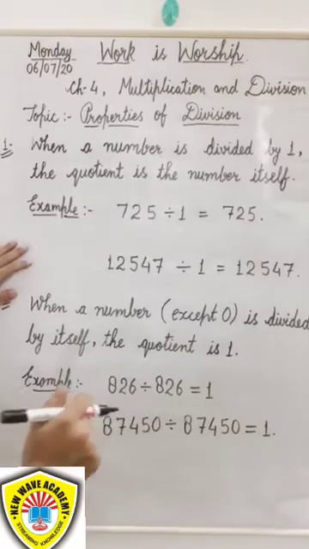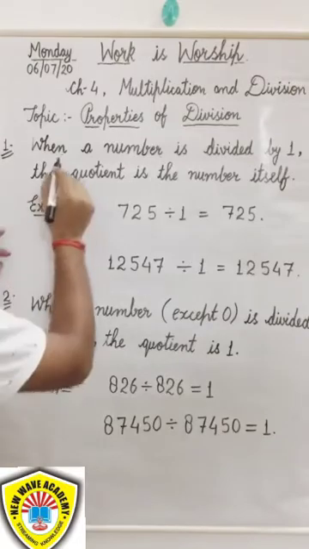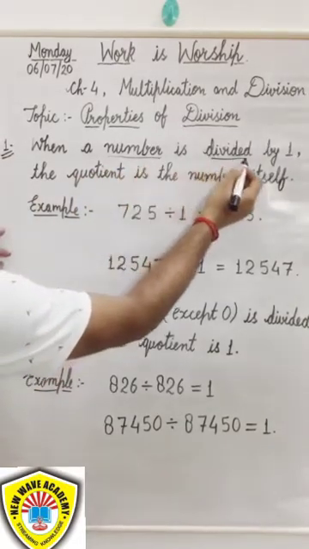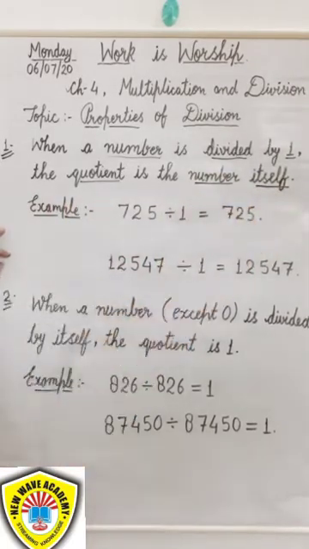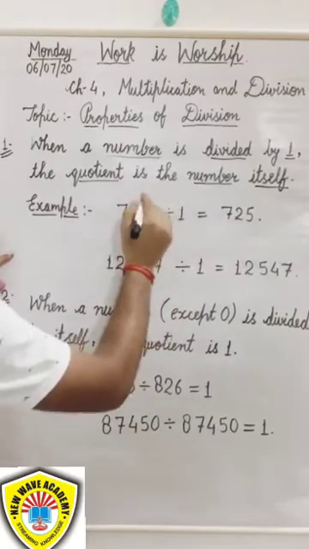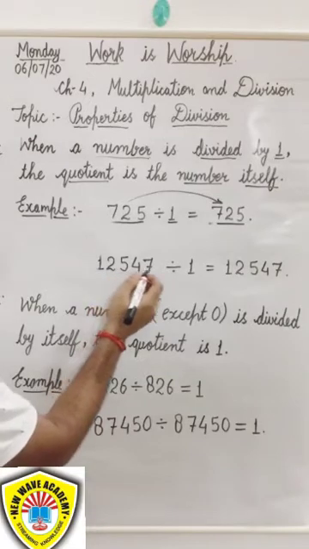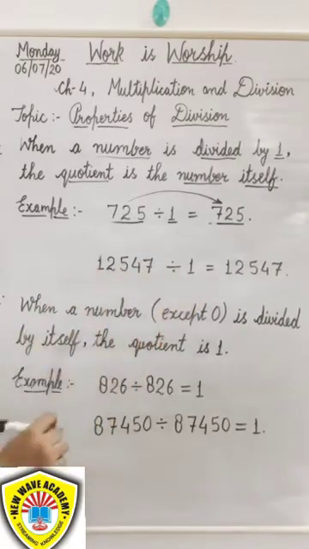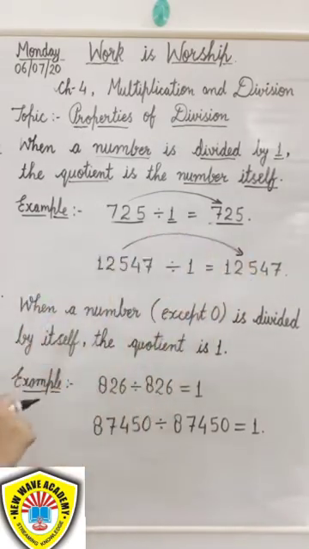Students, after discussing the terms of division, our next topic will be the properties of division. Our first property is: when a number is divided by 1, the quotient is the number itself. It means when we divide any number by 1, we will always get the number itself as the quotient. Here we have another number 12,547, which will be divided by 1. So what is the quotient we will get? 12,547, the number itself.